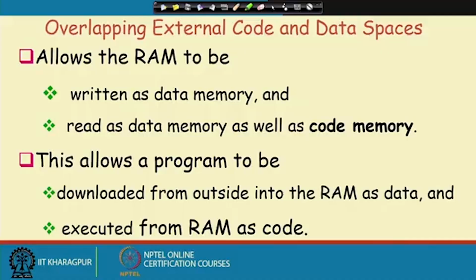So, instead of that, if we have RAM to be used as the code memory as well, then we can just write the values onto the RAM. That way the entire program can be downloaded into the RAM. Okay. And then we can use that RAM both for program as well as data.